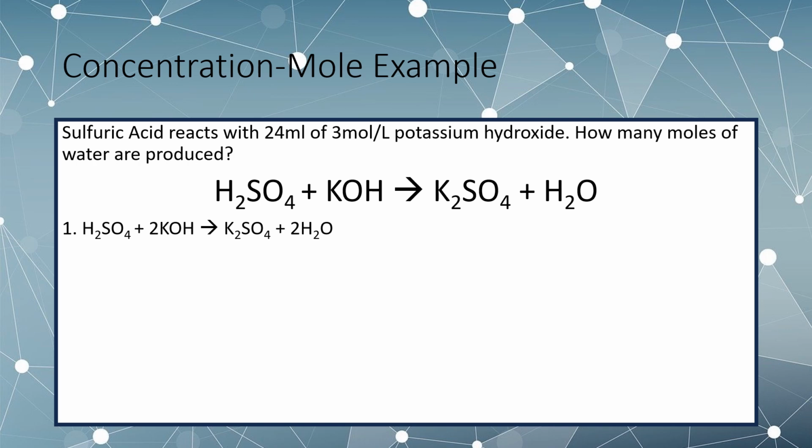Now, step 2 is find the moles of the known substance. In this case, we're given both the concentration and the volume of our potassium hydroxide. So that is our known substance, and we will find our number of moles by using n equals cV, or n, our number of moles, is equal to concentration multiplied by the volume. So n will be equal to 3 times 24 times 10 to the negative 3.